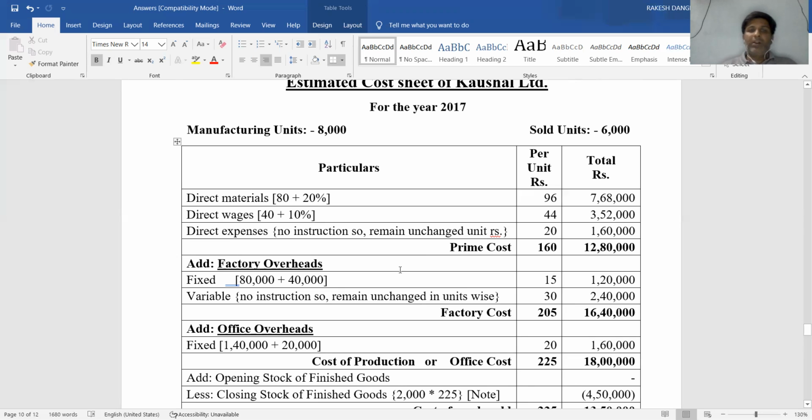There are factory overheads of fixed and variable nature. As per information number 3, fixed factory overhead and office fixed overhead will increase by 40,000 and 20,000 respectively.